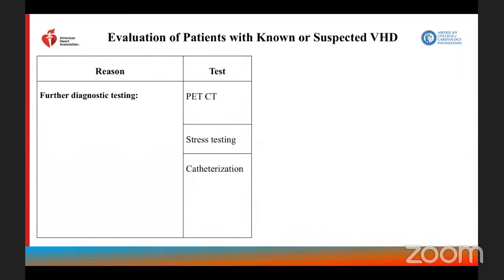We'll also order a PET CT scan. It aids us in determining if there is any active infection or inflammation. Also stress testing, it gives us an objective measurement of the exercise capacity. Catheterization, to provide us with measurement of the intracardiac and pulmonary pressure, valve severity, and hemodynamic response to exercise and drugs.